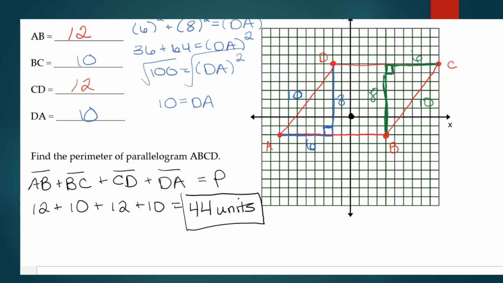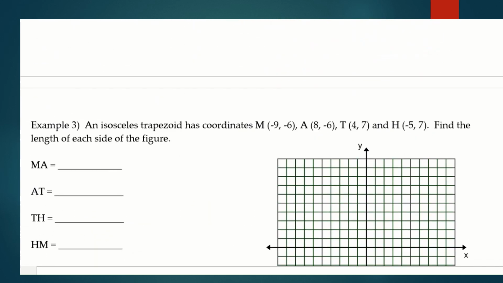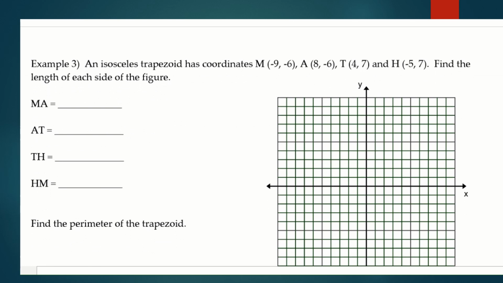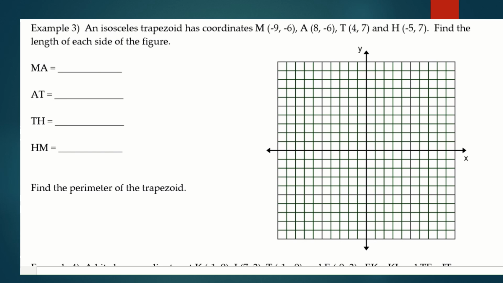Okay? All right, on to the back. So now, let's plot an isosceles trapezoid. So an isosceles trapezoid has coordinates MATH. Oh, isn't that nice? Find the length of each side of the figure. So let's go ahead and do that.